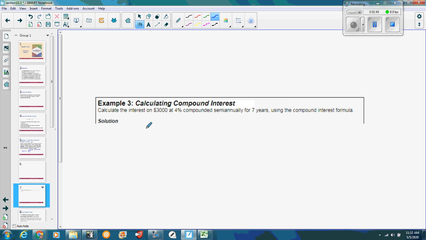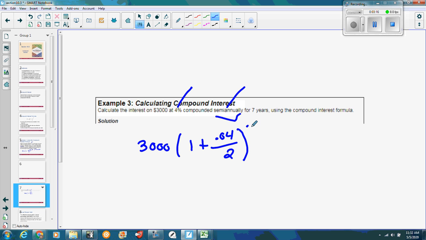Okay, so here's another one. Again, $3,000, 4% compounded, now it's semi-annually for 7 years. So I'm going to take $3,000, 1 plus, I take this number, change it to a decimal, which would be 0.04, and I put it over this number. Semi-annually happens twice a year. Monthly was 12 times, semi-annually was 2. So then this 2 comes up here again, and it's times 7 years. So this is a 14.